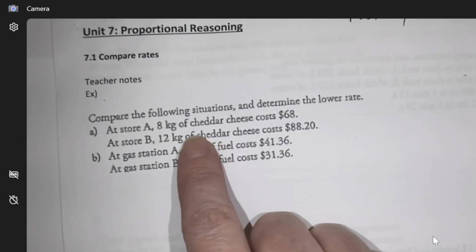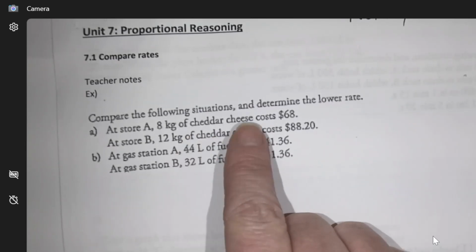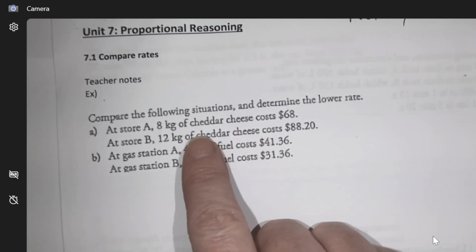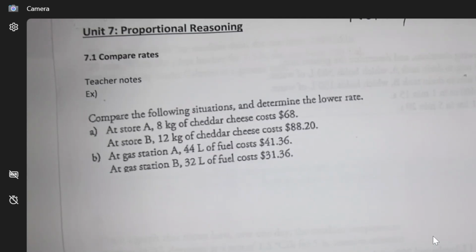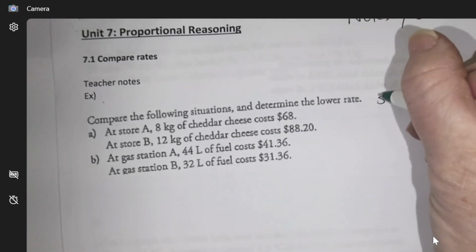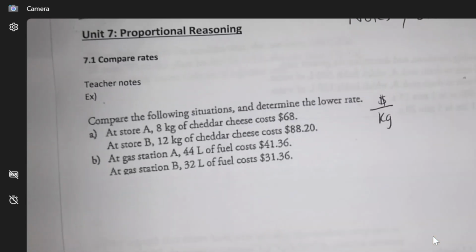Do I want to know how many kilograms per $1, or do I want to know how many dollars per 1 kilogram? Which one makes more sense at a store? The kilograms per dollar or the dollars per kilogram? Which one in real life would make more sense? Probably the price per kilogram.